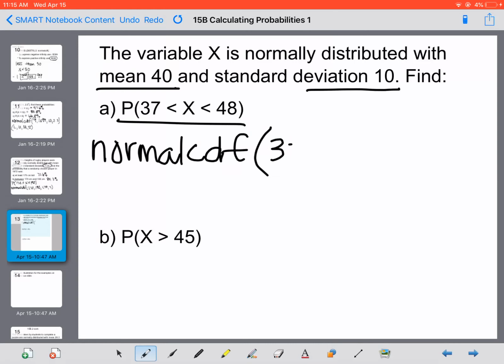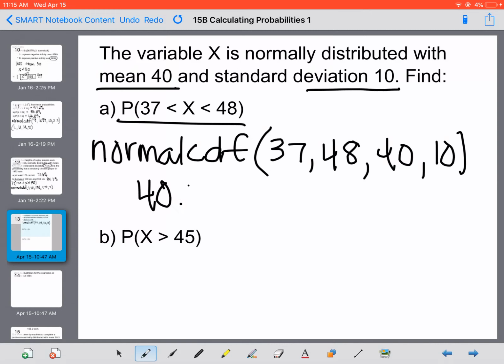My low in this case is 37. My high is 48. My mean is 40. And my standard deviation is 10. And I find that it is, rounded to 3 sig figs, 40.6% when I calculate that with my calculator. So then what does that mean on a graph?